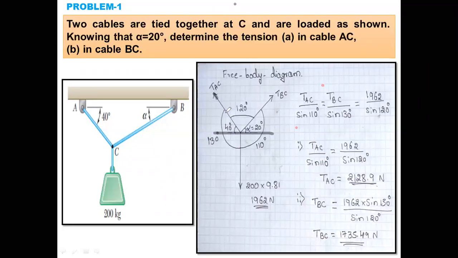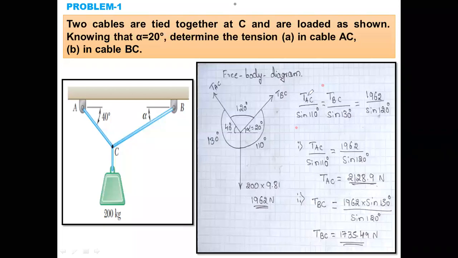So TAC is this force, with the sine of the angle between the other two forces. TAC by sine 110 degree is equal to TBC divided by sine of 130 degree, which is equal to another force, that is 1962 Newton, with an opposite angle of sine of 120 degree. So this is the Lami's theorem. Now using the Lami's theorem, we can easily determine the unknowns.